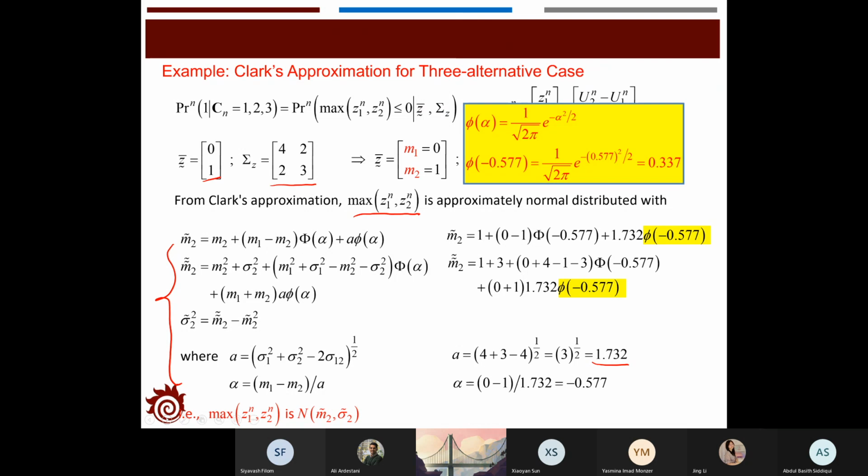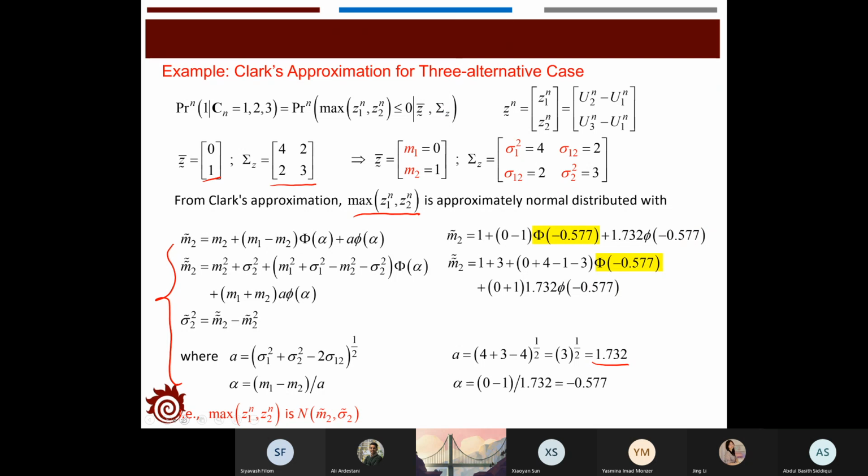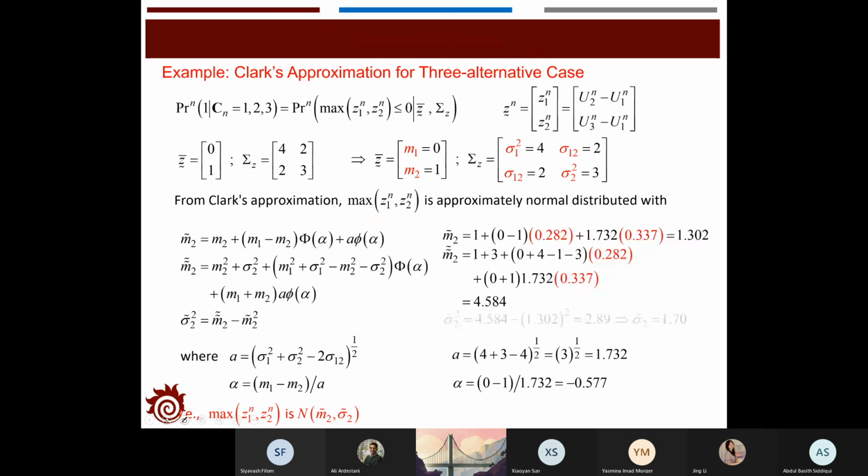distribution, for the normal distribution, we can get the value of the phi alpha. As little phi alpha is the normal distribution, the value is 0.337, and that one gives you the value of m2 and m3. So what do we get for m2 tilde? It's 1.302, and m2 double tilde is 4.5.